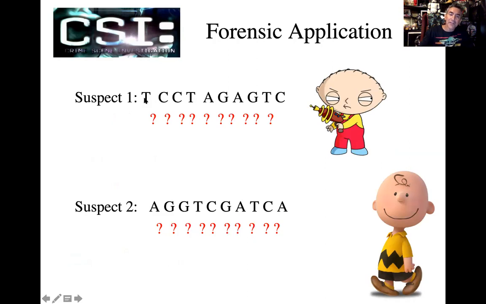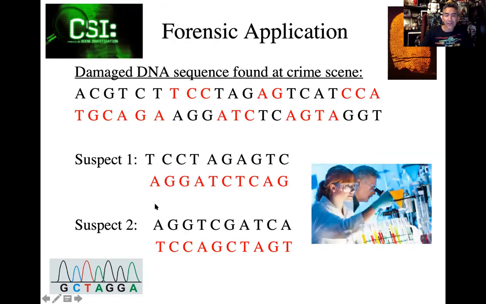But we know that if there's a T, that would be matched with an A. C with G, C with G, T with A, T with A, G with C, A with T, G with C, T with A, C with G. A little bit skewed there, but again, all we're doing is applying Chargaff's law, and we would do the same for Charlie Brown down here. And when we're done, we would then have the complete DNA found at the crime scene. We would have the complete DNA found from suspect 1 and the complete DNA found with suspect 2.